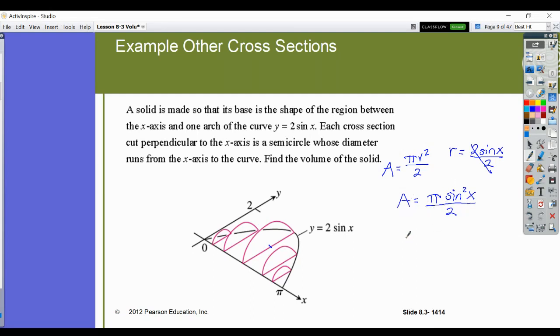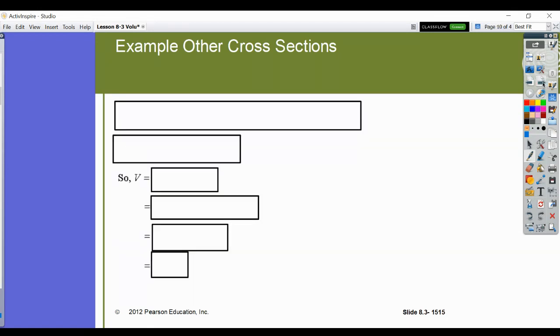Okay, so that's it. I found the area. Now I need to just integrate that from, they said the first curve, so it goes from 0 to pi. So from 0 to pi of pi sine squared of x over 2. By the way, that pi over 2 is just a constant, so I could put it out here instead. That will make my integration much easier. All right, I think I have an answer sheet over here just to help me with that integration part a little bit faster.